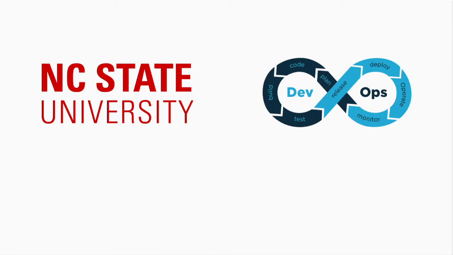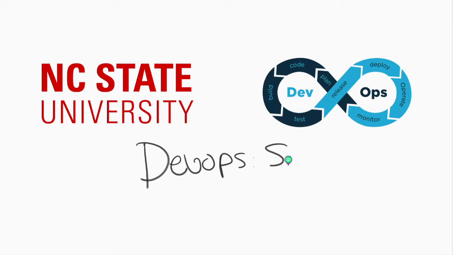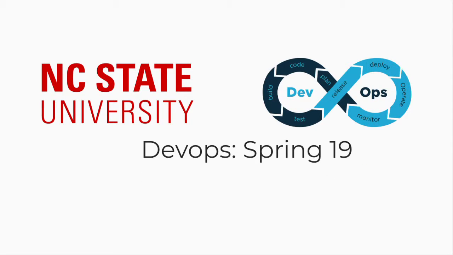Hi, in this video you will be learning about the DevOps continuous delivery pipeline. We have learned this in the DevOps course at NC State University during the Spring 2019 semester. In this video you will learn about two projects, iTrust and Checkbox. iTrust is a Java Maven application for healthcare, and Checkbox is a Node.js MongoDB application for filling out forms.